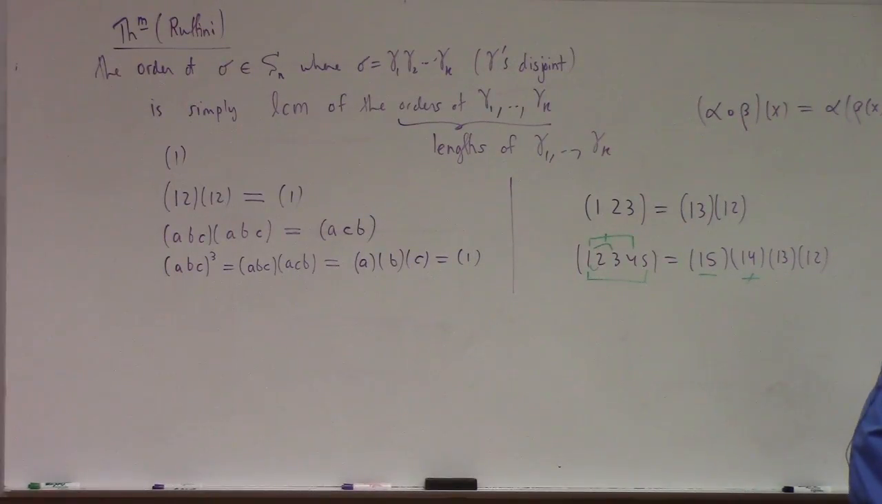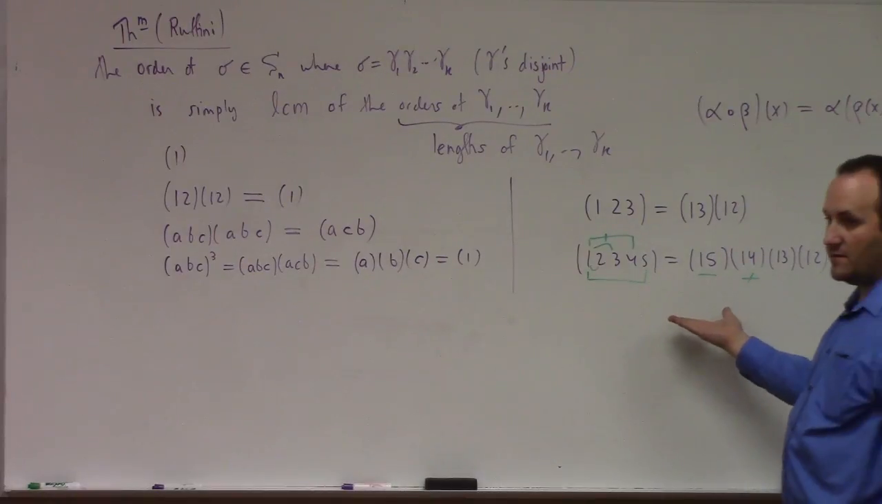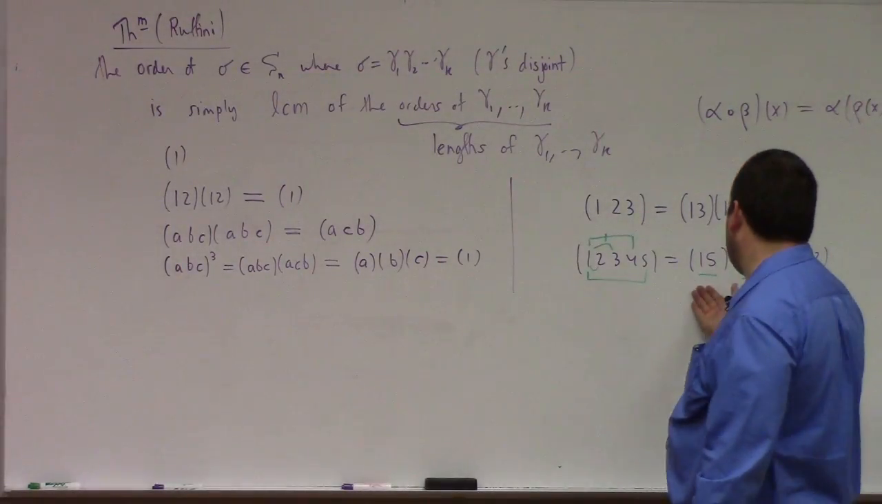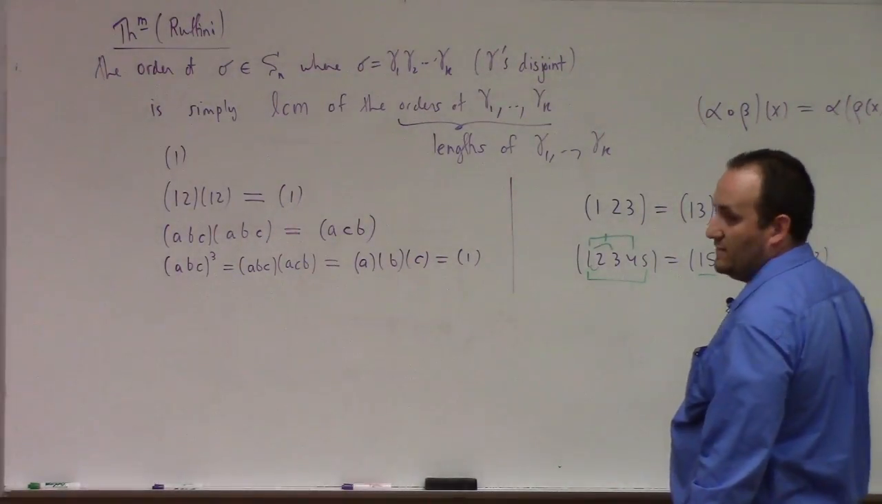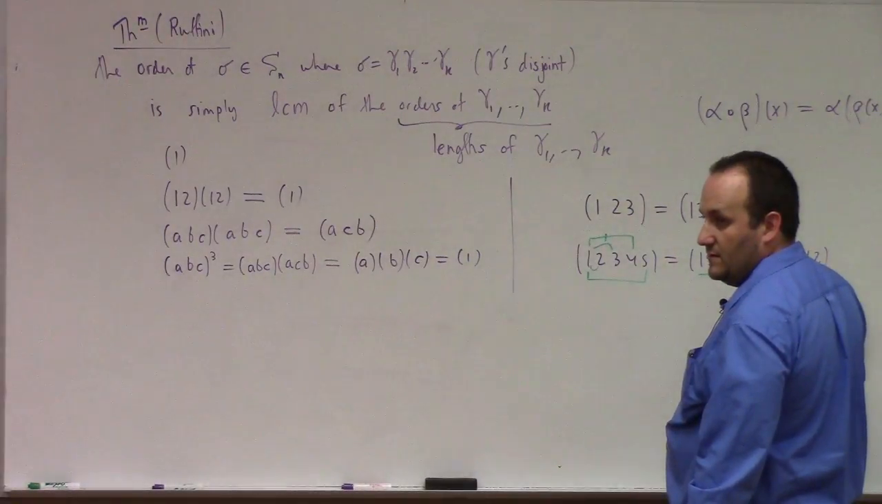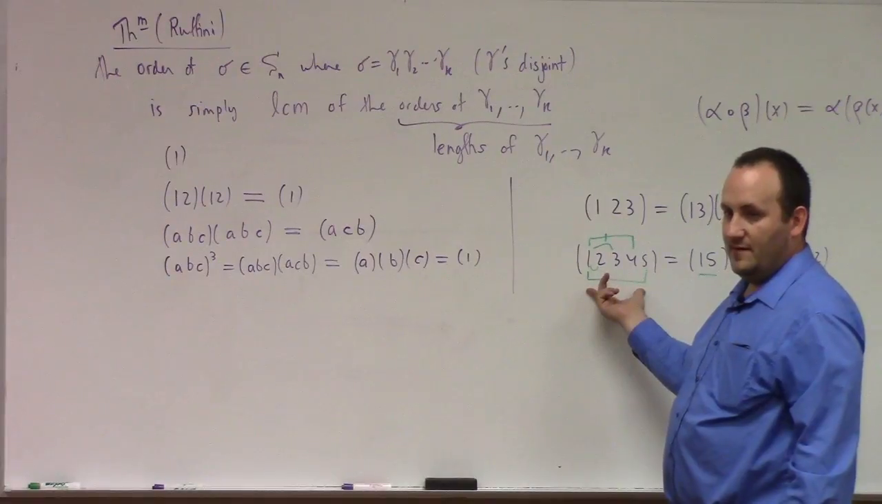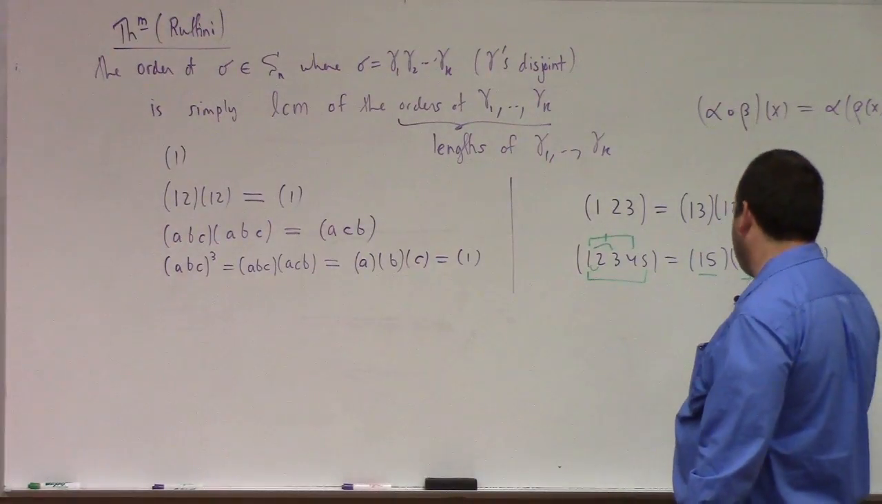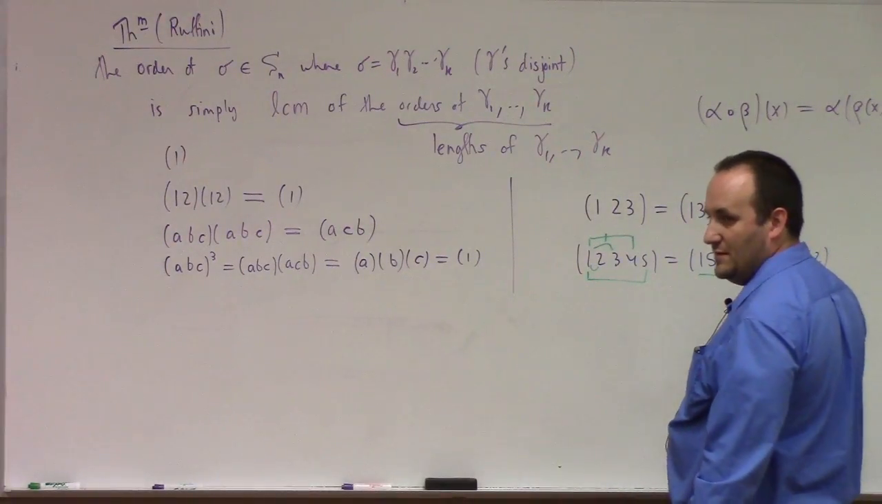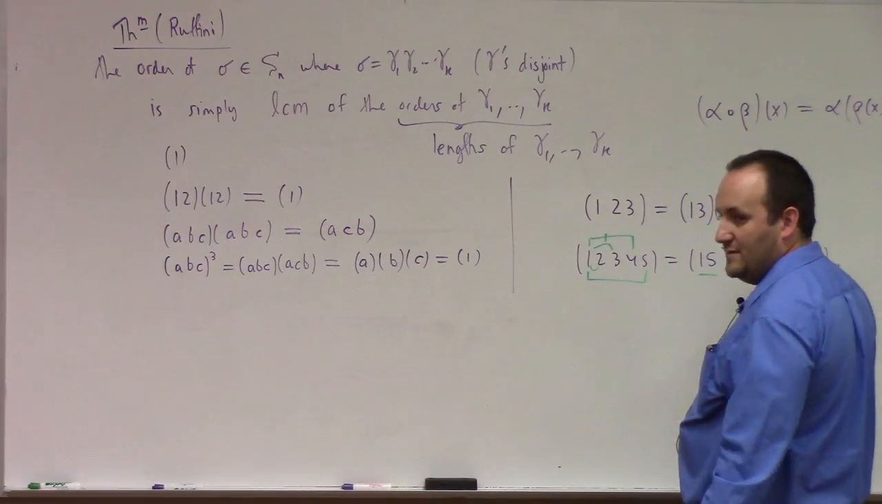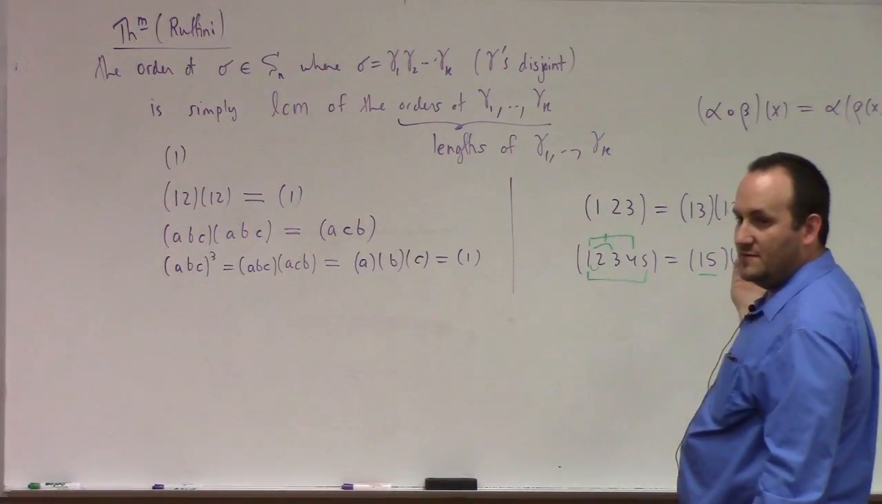So, the Ruffini theorem wouldn't apply here. These are not disjoint cycles. Right. So this has order 5. And I mean, the least common multiple of these, length 2, length 2, length 2, length 2, least common multiple would be 2.